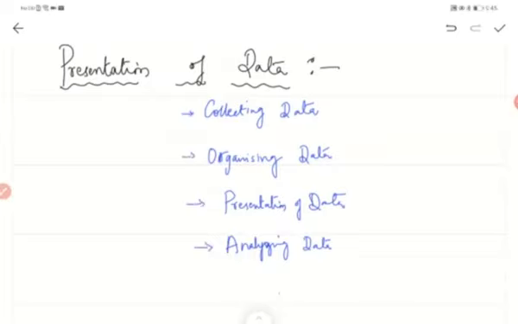So today let's see the last part of your chapter, that is presentation of data.